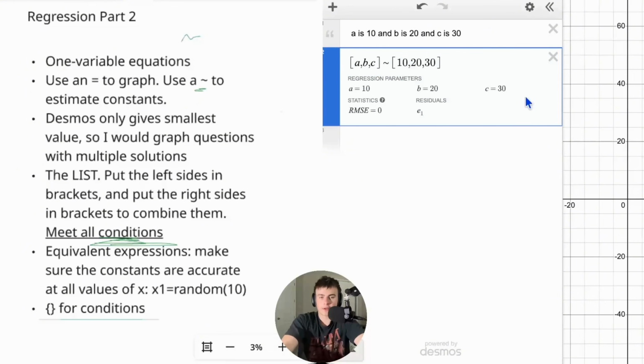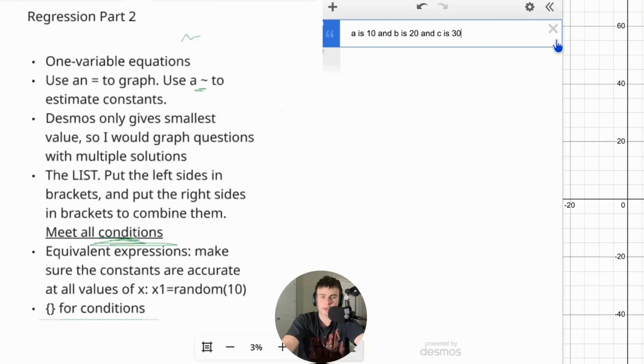And then make sure you meet all conditions. If you don't meet all conditions, you run the risk of getting it wrong because of that. That'd be a silly mistake, okay? Make sure you're fulfilling everything. Now, equivalent expressions, make sure all the constants are accurate for all values of x, right? So that's why we're doing x1 is random 10, because we're taking 10 random decimals, putting it in for the equation, and solving for the constants. And then the squiggly brackets are for conditions. For example, let's say x1 is bigger than 10.